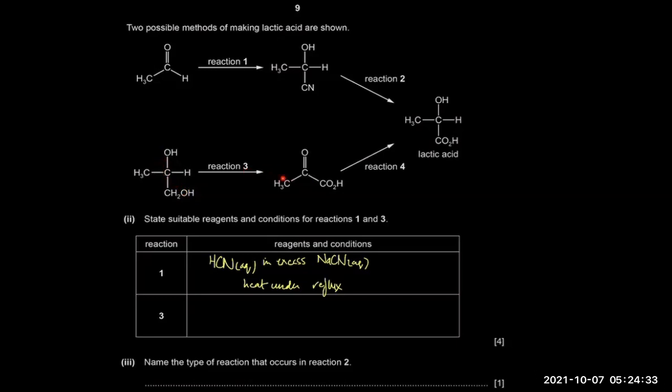Oxidation. The secondary alcohol is becoming a ketone, and the primary alcohol has become a carboxylic acid. So we're oxidizing it. So in this reaction, we're using dichromate or manganate, right? We're using acidified potassium dichromate. You can say K2Cr2O7 or you can say Cr2O7 2-. That's fine. And heat under reflux.